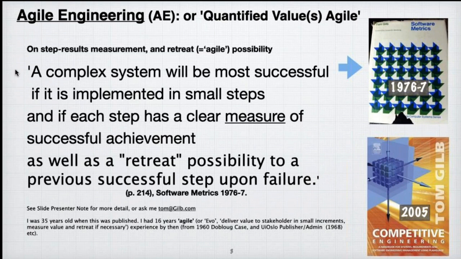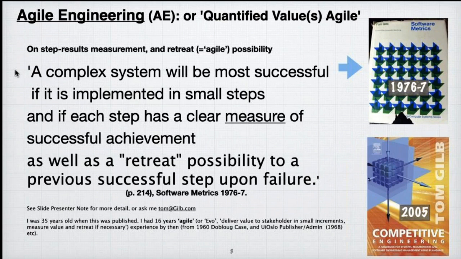And I'd like to quote to you what I said, because I'm quite proud of it. By the way, I started working for IBM in 1958. So by the time I published the software metrics book, I had about, shall we say, 18 years of practical experience as a consultant on the public market. And I've been doing Agile since about 1960.